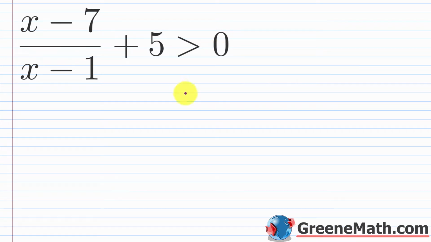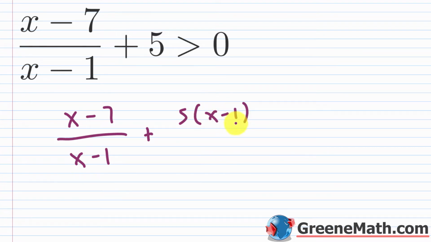Okay, so what I'm going to do here is just get a common denominator, and x minus 1 would be that common denominator. So I would say (x minus 7) over (x minus 1), then plus you have your 5 multiplied by this quantity (x minus 1). Make sure to use parentheses there. Then this is over, down here, I'll just put x minus 1. No need for parentheses in that case. So we'll say this is strictly greater than 0.